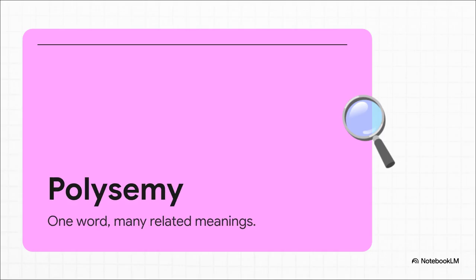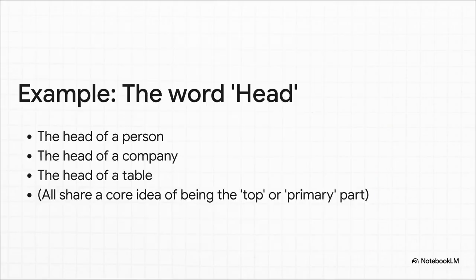First up, we have something called polysemy. This is when one single word has a bunch of different meanings, but, and this is the crucial part, all of those meanings are related to each other, usually through some kind of metaphor or extension of the original idea. The word head is a classic example. You can have the head on your shoulders, right? But you can also have the head of a company or the head of a table. You see the connection there? All of them share that same core idea of being the top, the primary, or the most important part. It's one word, but with this whole web of connected meanings.